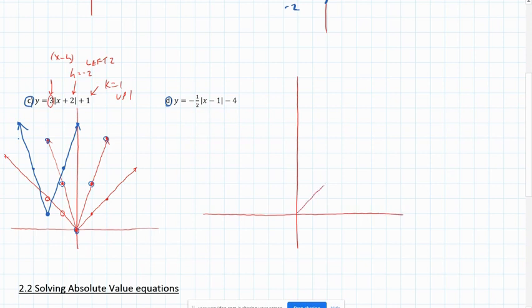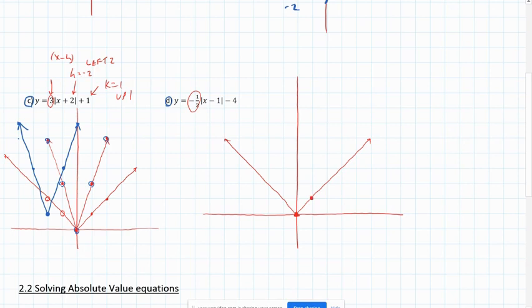Start with our parent graph. And as you've seen in the last two examples, the last three examples actually, we always deal with the stretch and compression first and then do our shifting last. And so when we now multiply our y values by -1/2, the origin still stays where it is because a y value of 0 times -1/2 is still 0.